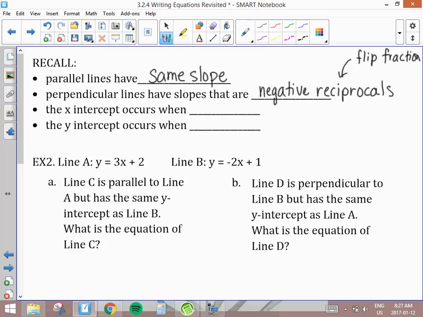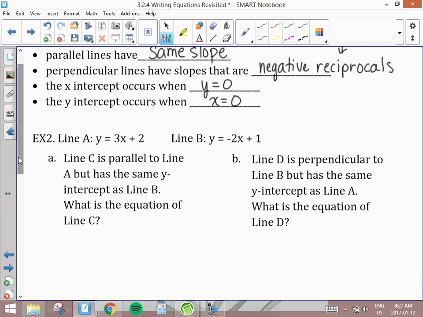Now we talked about this on the front of the page. When I'm on the x-axis and I have an x-intercept, I haven't gone up or down, and that means that the y value has to be 0. Similarly, if I'm at the y-intercept on the y-axis, I haven't moved left or right, so the x value has to be 0. And we're going to use those ideas today in example 2.